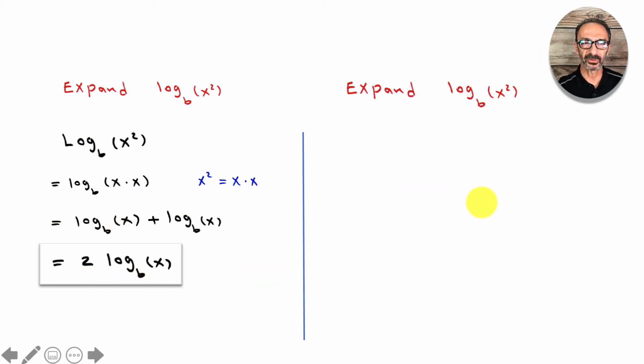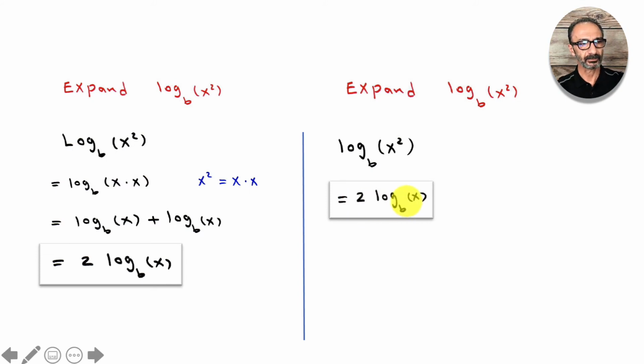Let's go the other way around using the power, not the product. If you think about this as a power, I'm going to pull the 2 up front. So I have 2 log x, base b. Same answer as you could see. Let's move on.